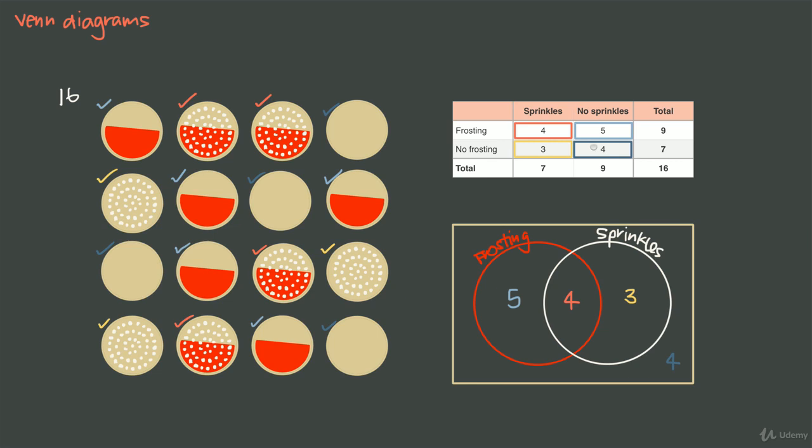And that's always going to be the case when you have a two-way table and you want to express that or visualize it in a Venn diagram. You want to take all of the values that are in the body in the middle of your table and make sure that those get placed into the Venn diagram.